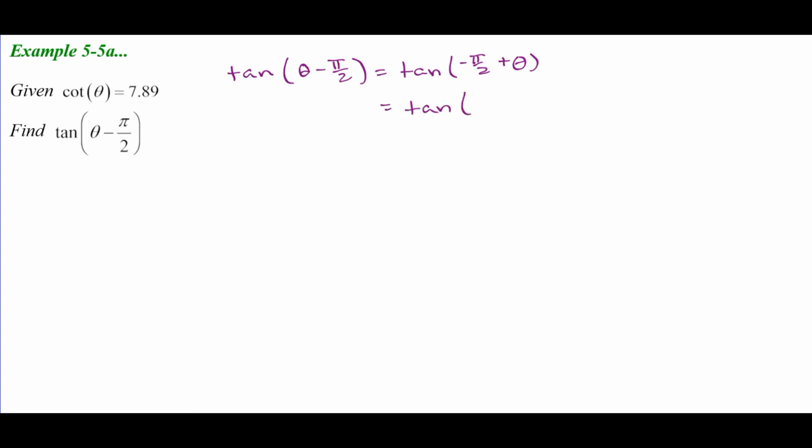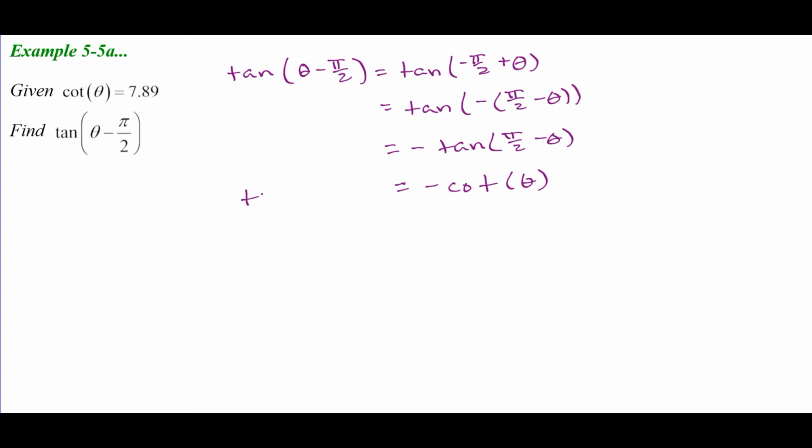Then I'm going to factor out the negative. So we end up with tangent negative pi over 2 minus theta. Then I can use the opposites property. So negative tangent of pi over 2 minus theta. And then I can use my complements property here, which says the tangent of pi over 2 minus theta is the same as cotangent. So this is negative cotangent of theta.